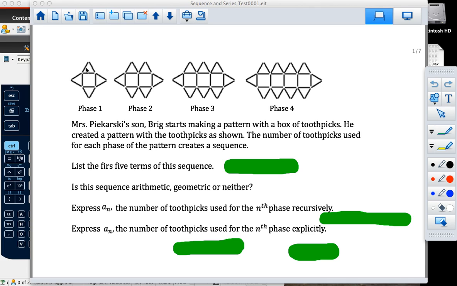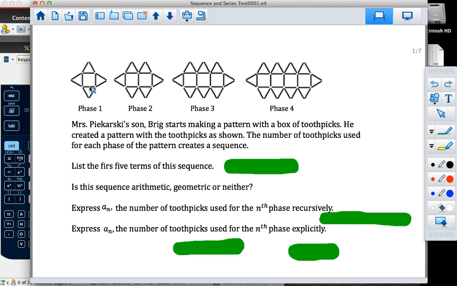The first thing is we have the pattern in this diagram, and if you can see, you're adding more shapes to it with each successive one. The scenario is Miss Piekarski's son, Briggs, starts making a pattern with a box of toothpicks. He created a pattern with the toothpicks as shown. The number of toothpicks used for each phase of the pattern creates a sequence, and it asks you to list the first 5 terms of the sequence.